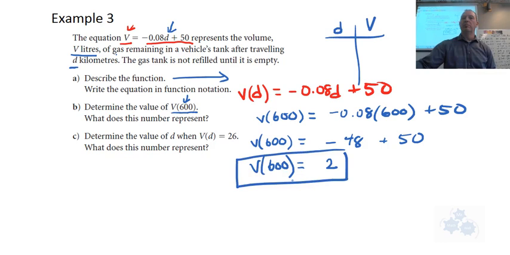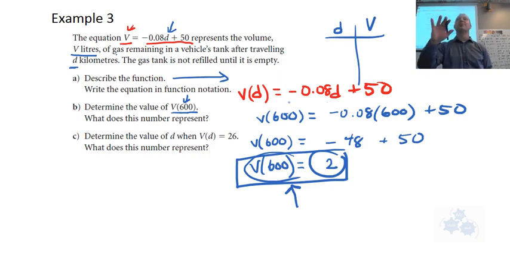What does this answer mean, in words? What is the 600? Kilometers. What is V of 600? What does this number represent? Liters of?